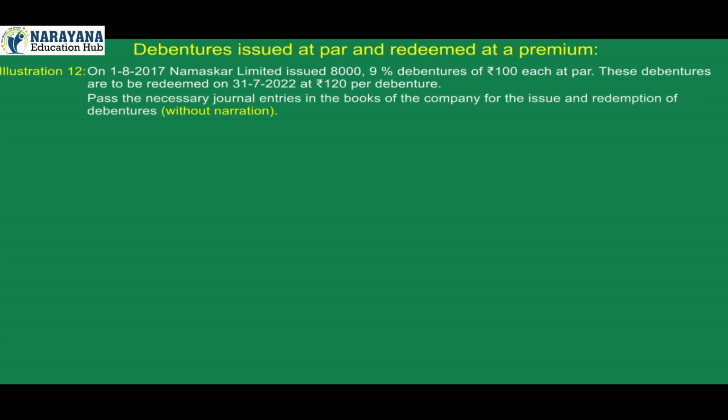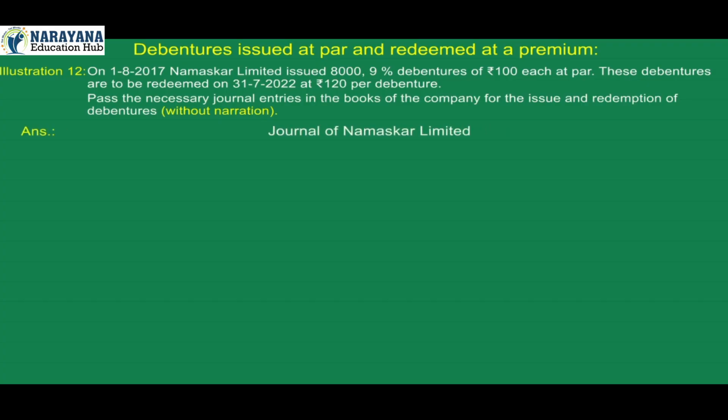Debentures issued at par and redeemed at a premium. Illustration 12. On 1st August 2017, Namaskar Limited issued 8,000 9% debentures of ₹100 each at par. These debentures are to be redeemed on 31st July 2022 at ₹120 per debenture. Pass the necessary journal entries in the books of the company for the issue and redemption of debentures without narration.